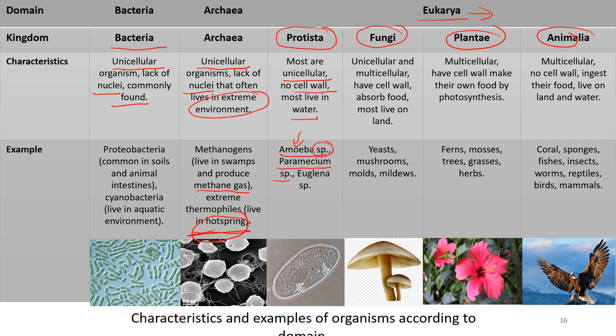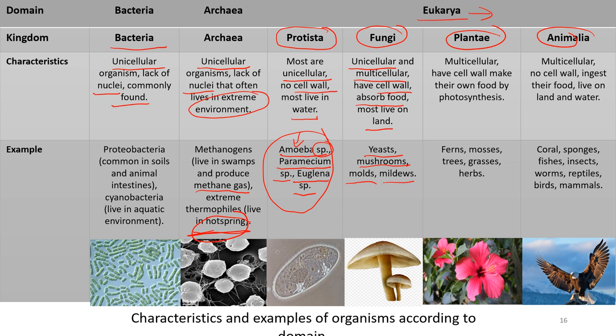sp. SP stands for species. There are many different species of Paramecium. And then the same for Euglena sp., Euglena species. There are many different species of Euglena. Basically they are aquatic organisms. And then for Fungi, they are unicellular and also multicellular. They have a cell wall. The mode of nutrition is that they absorb food from hosts. They have hosts that they depend on, and most live on land. Examples are yeast, mushroom, molds, and mildews.